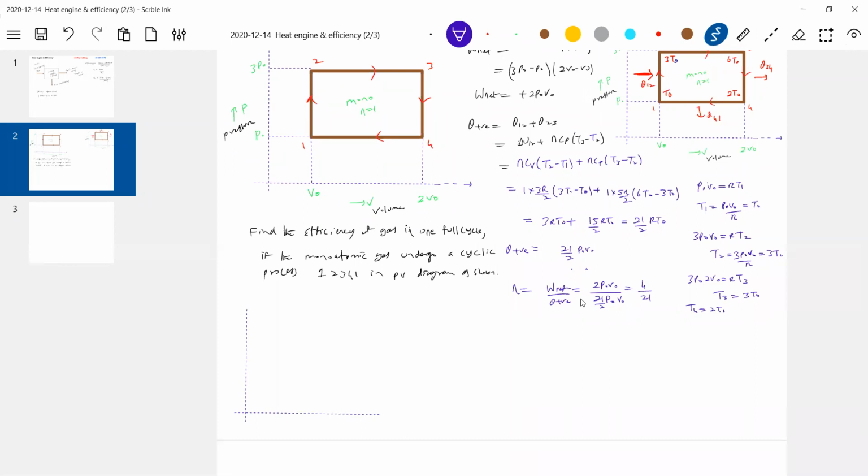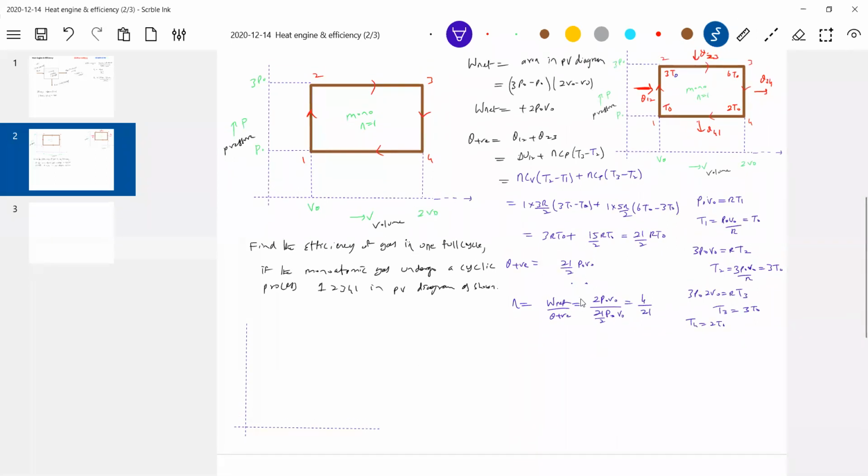What is path 1, 2? Path 1, 2 is isobaric. So what are you plotting? Pressure versus temperature. Let's say that. There's pressure. Please do notice, very important. This is what we have, temperature. Temperature will start with T naught, 2 T naught, 3 T naught.